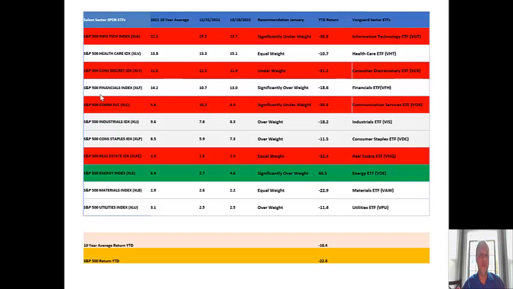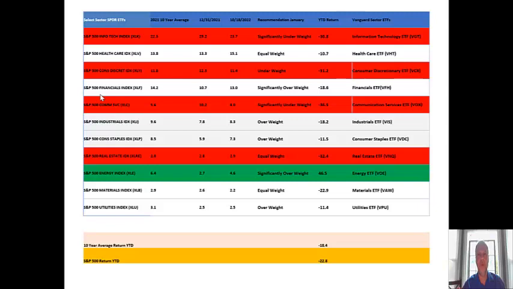Communication services, which was split out of tech and is basically things like Facebook, at 5.6 versus 10.2 is significantly underweight. Industrials at 9.6 versus 7.8 is overweight. Consumer staples at 8.5 versus 5.9 is overweight. Real estate's about the same at 2.8. And energy at 6.4 versus 2.7 is significantly overweight. Materials 2.9 versus 2.6, close to equal weight. And utilities at 3.1 to 2.5 is slightly overweight.